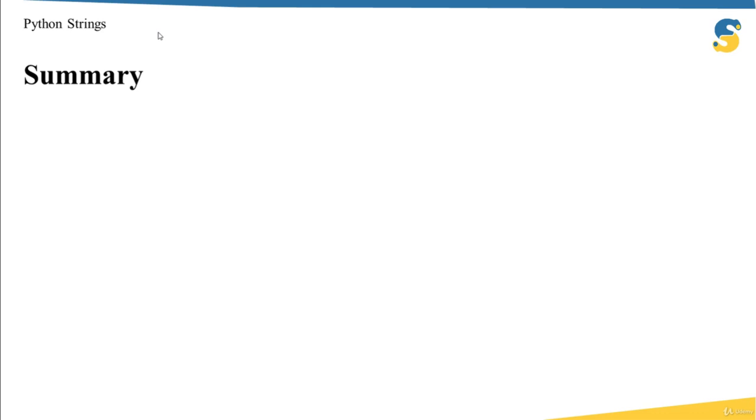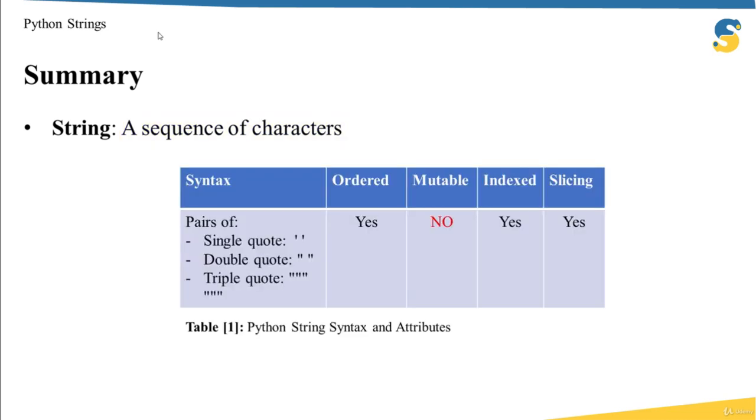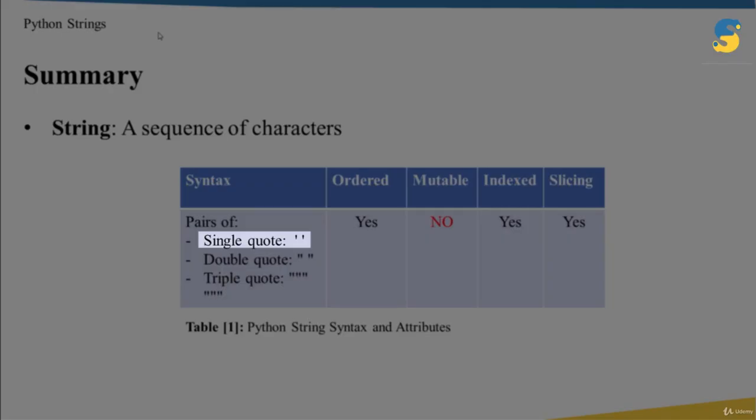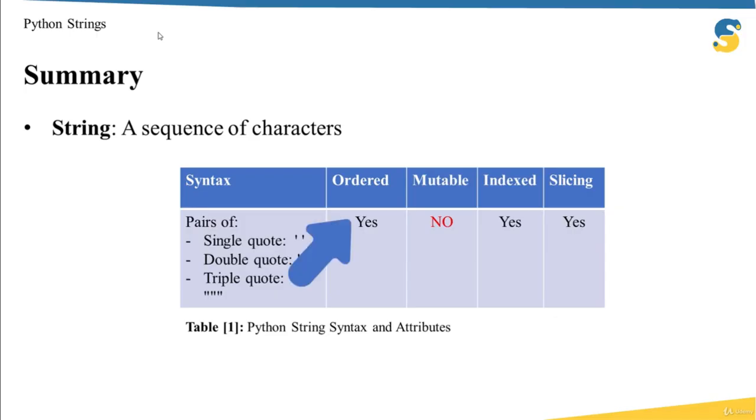Now let's summarize what we have learned in this lecture. First of all, I have defined what a string is. And as we see, a string is a sequence of characters. And this sequence of characters could be enclosed within single quotes, double quotes, or triple quotes. We see that a string is an ordered data structure, it's not mutable, it's indexed, and it supports slicing.